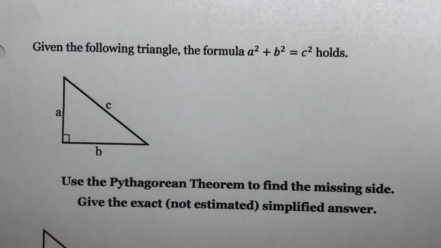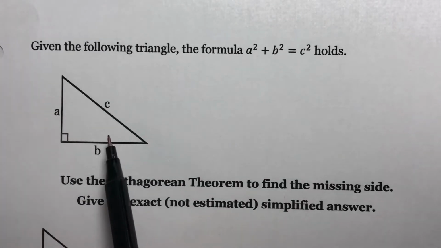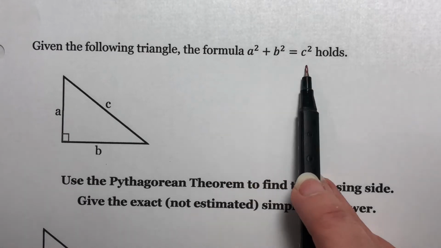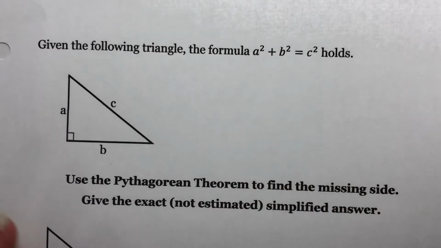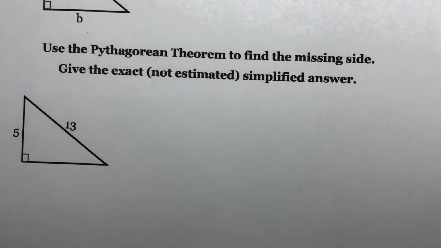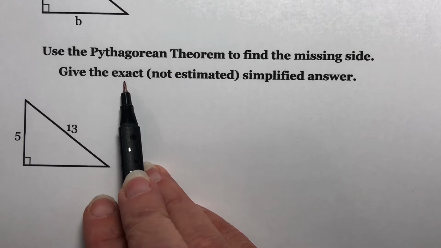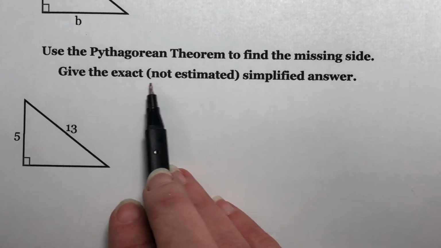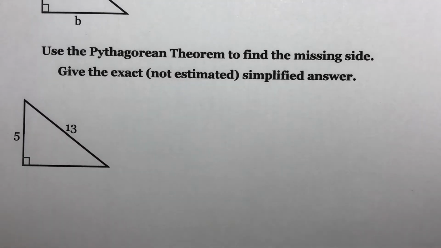So if we have a right triangle labeled like this, we have the formula a squared plus b squared equals c squared. And this happens all the time, okay? We want to use the Pythagorean theorem to find the missing side. We want to give the exact answer, not the estimated answer. So that means we're not going to get a decimal approximation. We are going to simplify it and give our answers that may still have radicals in them, okay?